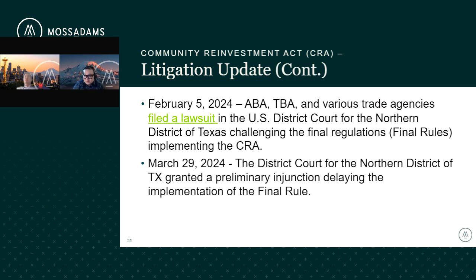In February of 2024, this was big news when it occurred. The American Bankers Association as well as the Texas Bankers Association and a number of various trade agencies filed a lawsuit in the Northern District of Texas, which challenged the CRA final rule. And in March of 2024, the district court granted a preliminary injunction delaying, not canceling, but delaying the implementation of the final rule.